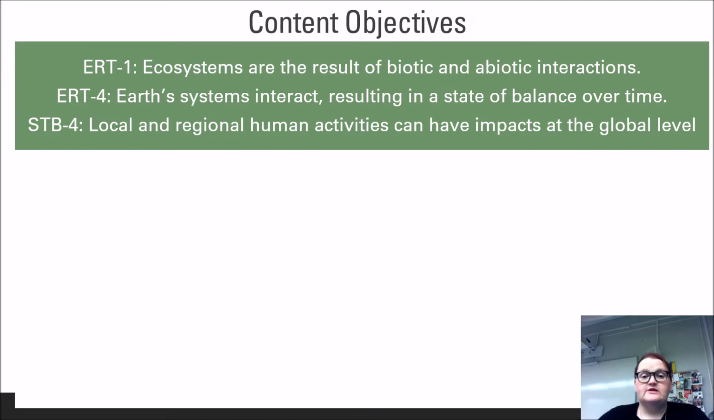The last major system left to explore is the hydrosphere, our water resources. Without liquid water, life on Earth would never exist. Therefore, it is vital for us to understand where our resources are and how we use them. This leads us to the content objectives of understanding that ecosystems are the result of biotic and abiotic interactions. Earth's systems interact, resulting in a state of balance over time, and local and regional human activities can have impacts at the global level.